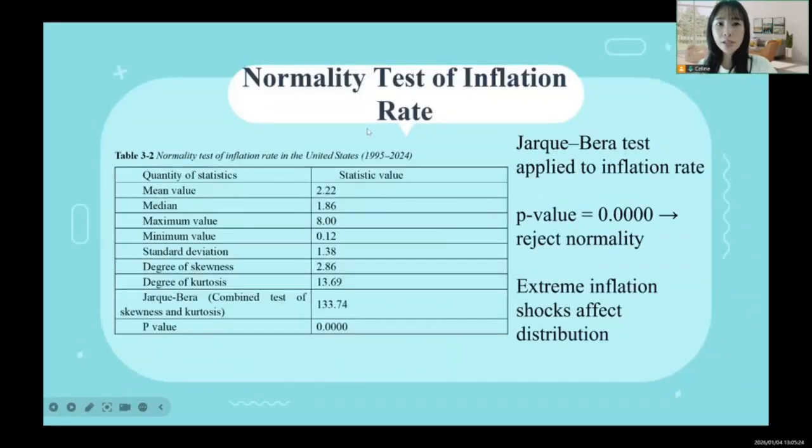Then here is the normality test of inflation rate. The p-value is close to 0, so we reject the assumption of normal distribution. This result is mainly caused by extreme inflation values, especially during recent years like the post-COVID period. However, this does not invalidate our regression results, because OLS is still reliable with this sample size.